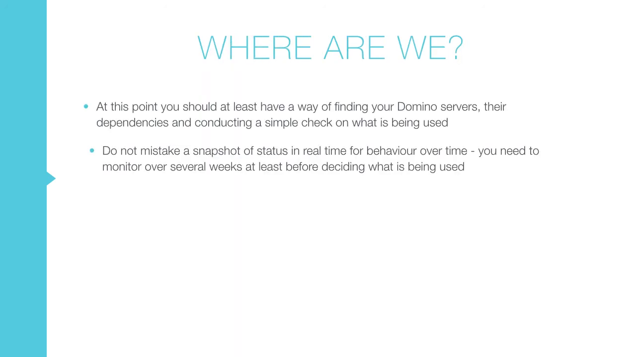So where are we now? At this point, you should at least have a way of finding your Domino servers, finding their dependencies and conducting a simple check on what is being used. Don't mistake a snapshot in real time for behavior over time. If you have a look at your servers and it's saying no one's using this database this week, that doesn't mean no one's using the database, full stop. You have to look at this information and monitor it over certainly a few weeks before you start drawing conclusions. But obviously understanding what's being used and what you have is critical for your planning.